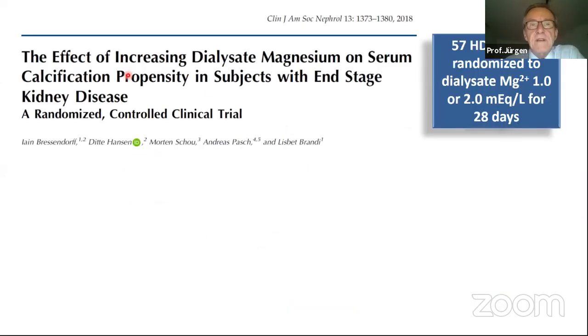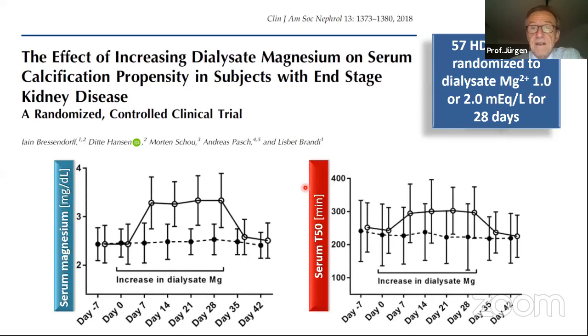They have increased the dialysate magnesium to 1 millimole. So these patients were randomized to 1 or 2 millimoles. And then they looked at the calcification inhibition. So when you do that, the serum magnesium of your patients increases, and you can see nicely that the serum is more potent in inhibiting calcification.